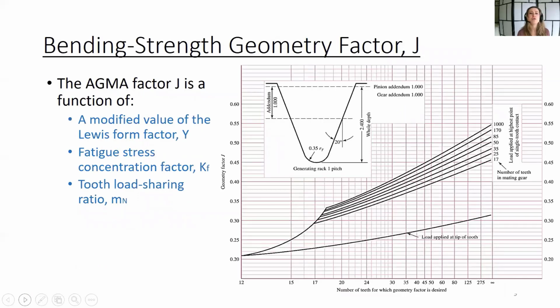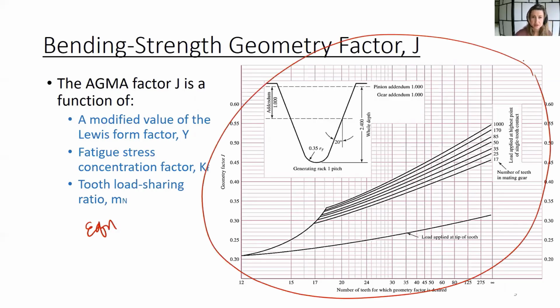All right, bending strength geometry factor J. This factor J is a function of a modified value of the Lewis form factor Y. We're not going to go into it, but it's just a modified factor. It also depends on the fatigue stress concentration factor KF, which was determined through lots of experimentation, and the tooth load sharing ratio MN. Again, this exists as an equation, but I think it's way better just to use this table. Notice the horizontal axis is the number of teeth for which the geometry factor is desired. So if you were analyzing a pinion with 17 teeth, you'd start here.